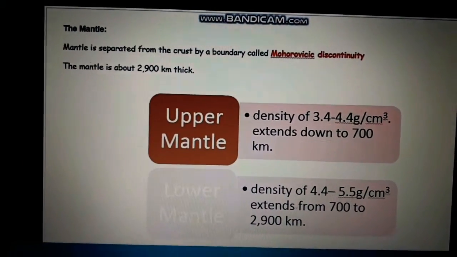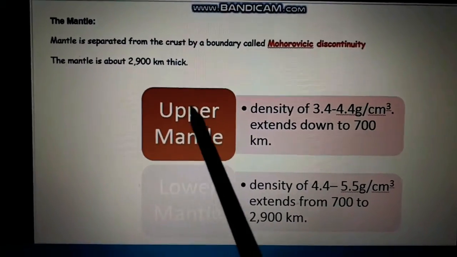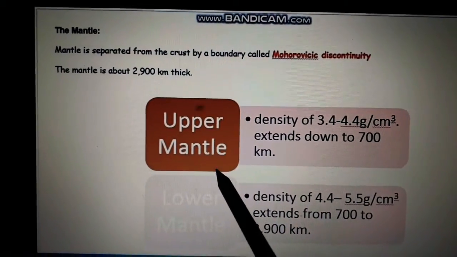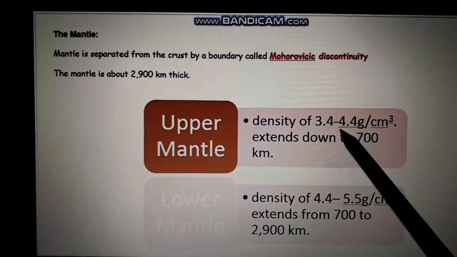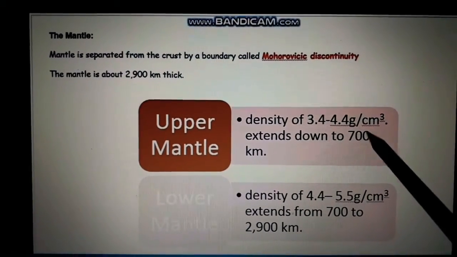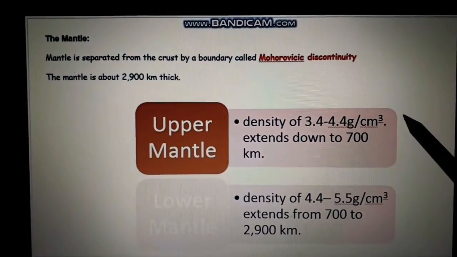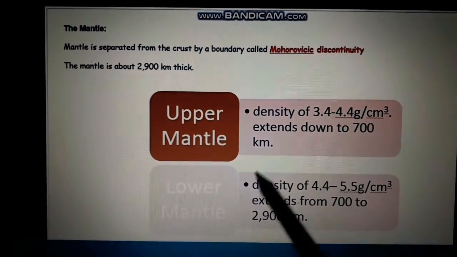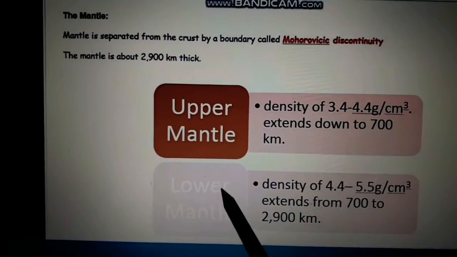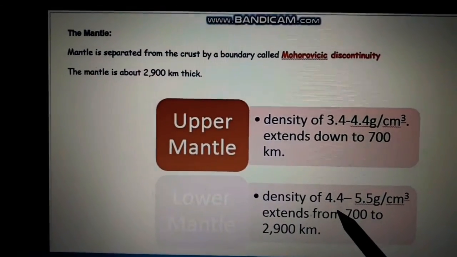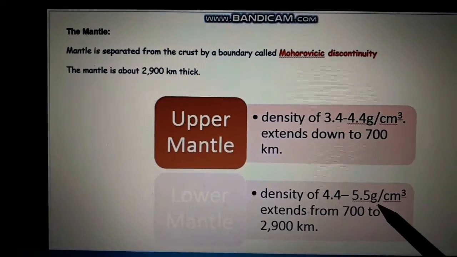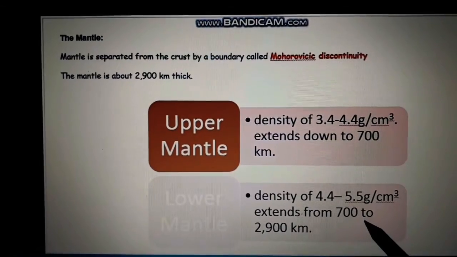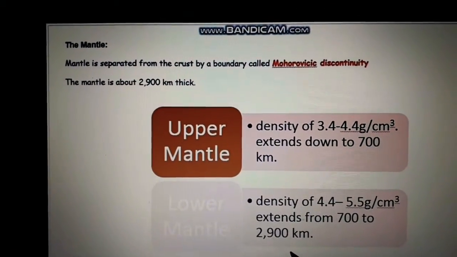Next we'll see the classification of mantle. It is classified into two, upper mantle and lower mantle. Upper mantle has a density of 3.4 to 4.4 grams per centimeter cube, and it extends down to 700 km. Next we'll see lower mantle. Lower mantle has a density of 4.4 to 5.5 grams per centimeter cube. It extends from 700 to 2900 km.